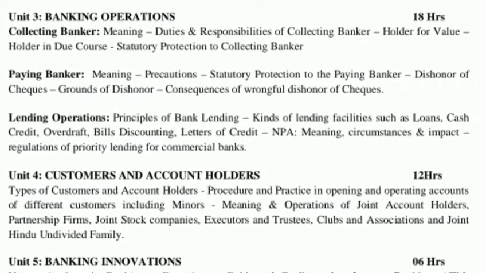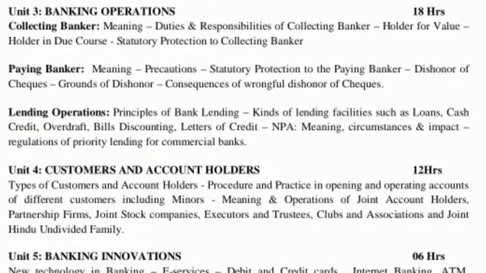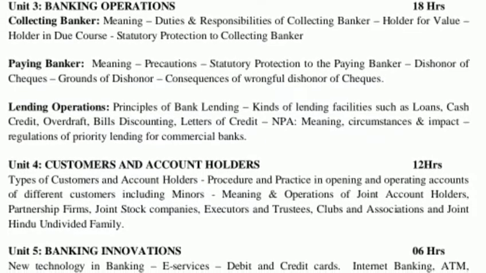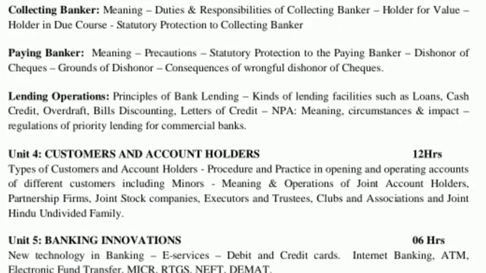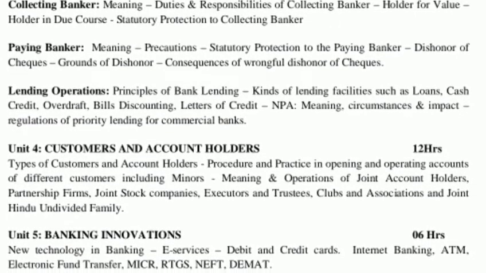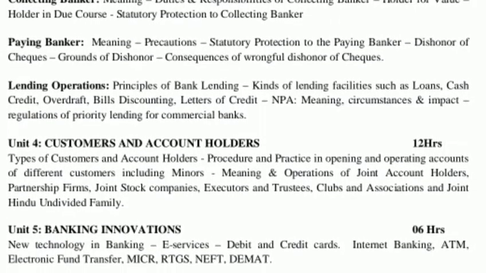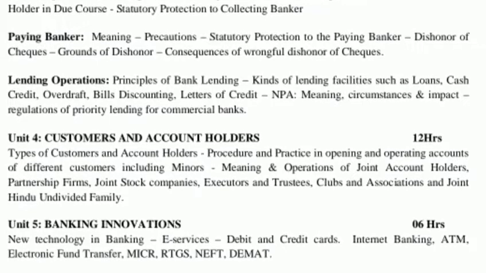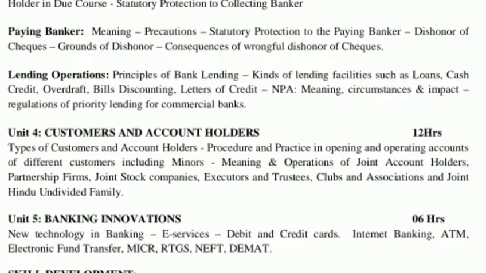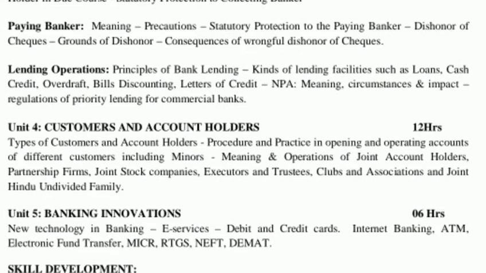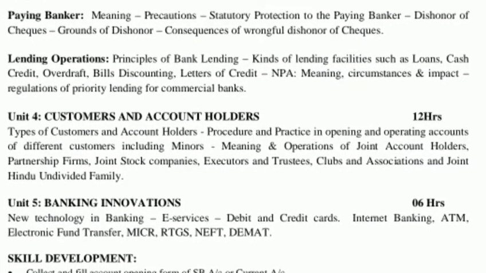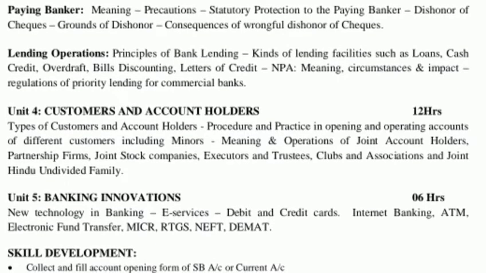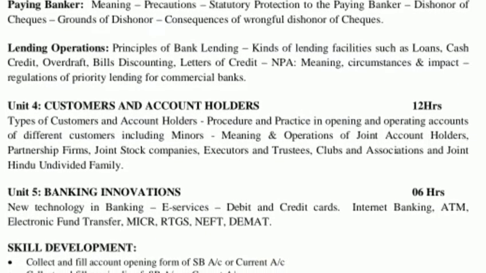Lending operations. Principle of bank lending, kinds of lending facilities such as loan, cash credit, overdraft, bill discounting, letter of credit, NPA, meaning, circumstance and impact, regulation of priority lending for commercial banks. Unit 4. Customers and account holder. Type of customers and account holder.